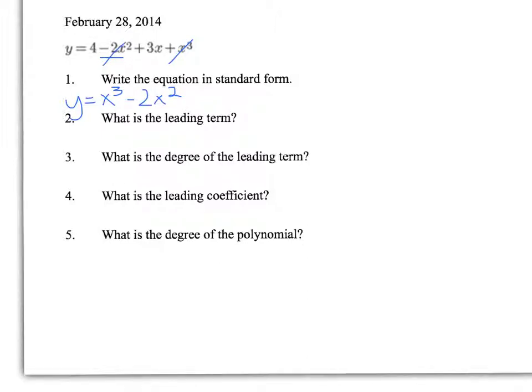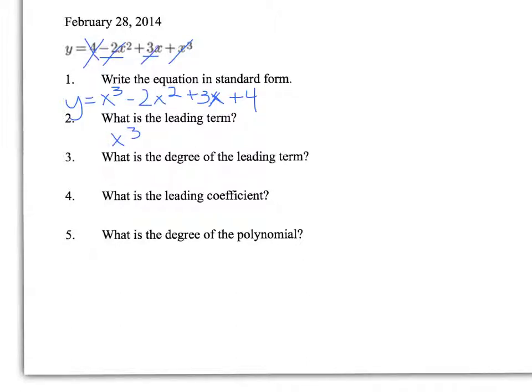The next biggest exponent is just a 1. We've got 3x. And the next biggest exponent is none. So we've got a 4 plus 4. What's the leading term? Well, the leading term is the one that's written first in standard form. So that's the monomial with the biggest exponent.